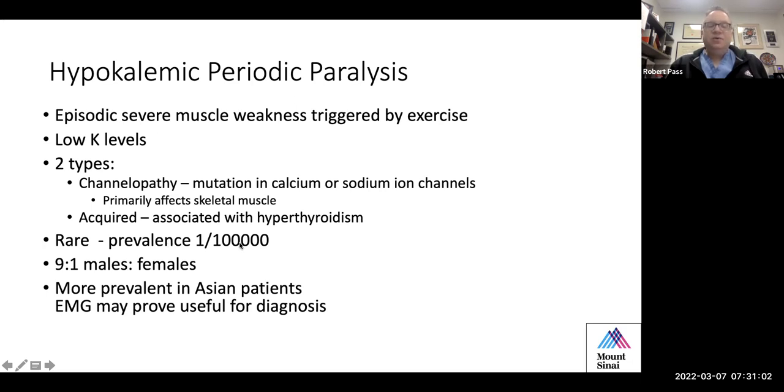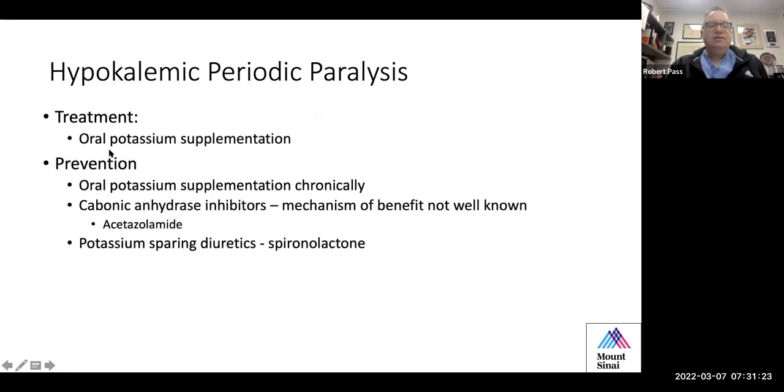It's very rare, 1 in 100,000 patients, and it's much more common in males than females. Interestingly, it's more prevalent in Asian patients, and Dr. Savli is coming from Vietnam, so I assume this patient is Asian. Apparently, an EMG may be useful to make this diagnosis. And typically, the treatment is oral potassium supplementation. And so we would probably recommend some oral potassium.